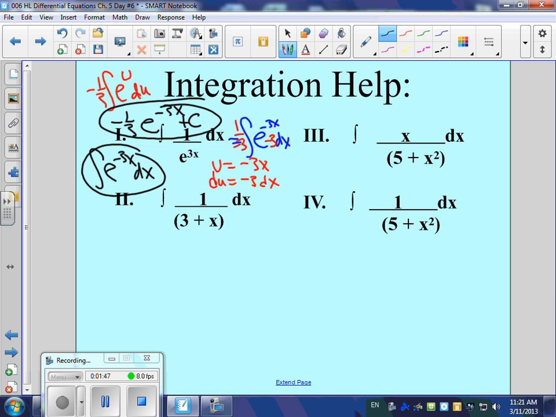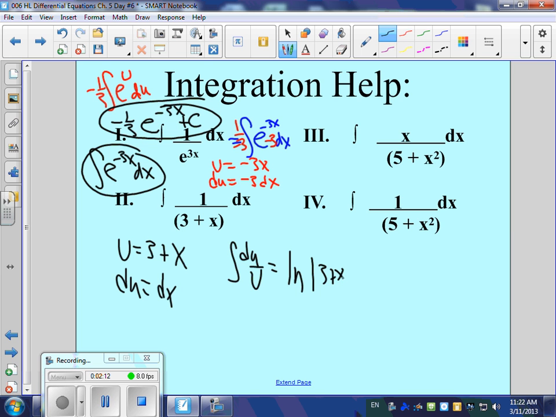You have 1 over 3 plus x. So what is that antiderivative? Well, if u was 3 plus x, what's du? dx. So you have dx, so this is really du over u. And what's the antiderivative of du over u? Natural log of u. So how many have that one? Natural log of 3 plus x. There you go. Again, you can look at that and you can see it.